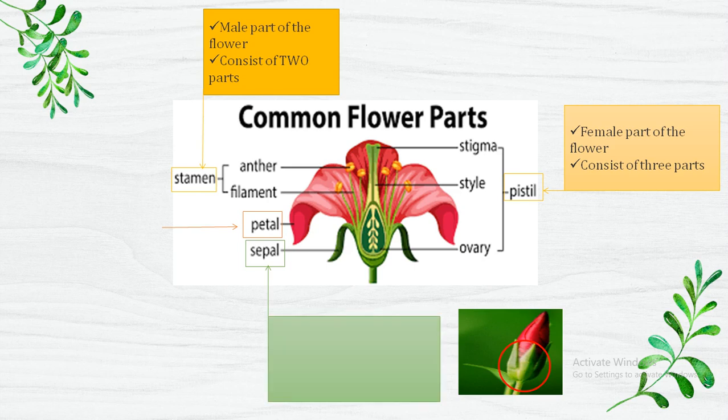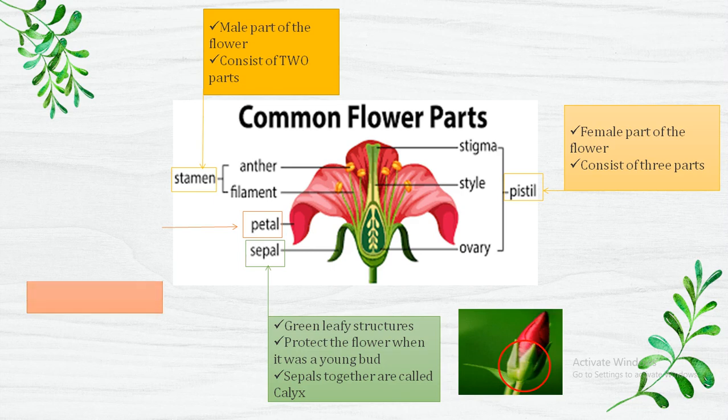The next part is sepals. It's a green leafy structure. As you can see in the picture here, these green leafy structures are called sepals, right? And they actually protect the flower when it is in the bud form. A single green leaf is called a sepal, but sepals together are called calyx.